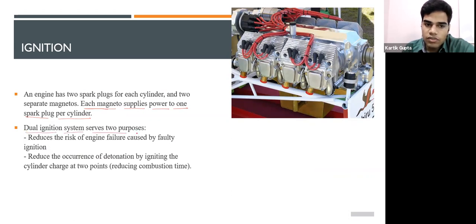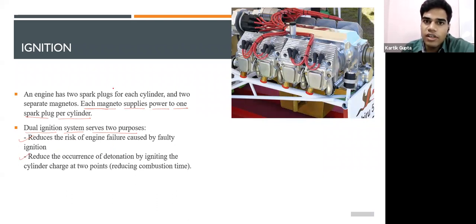The dual ignition system serves two purposes. What are the purposes? It reduces the risk of engine failure. Suppose there's only one spark plug and it fails; that means there is an engine failure. It also reduces the occurrence of detonation by igniting the cylinder charge at two points.